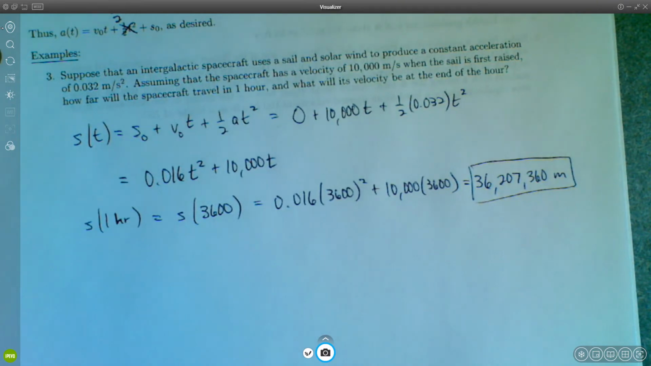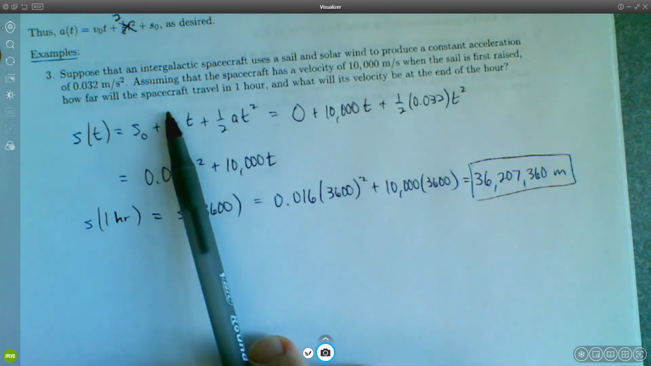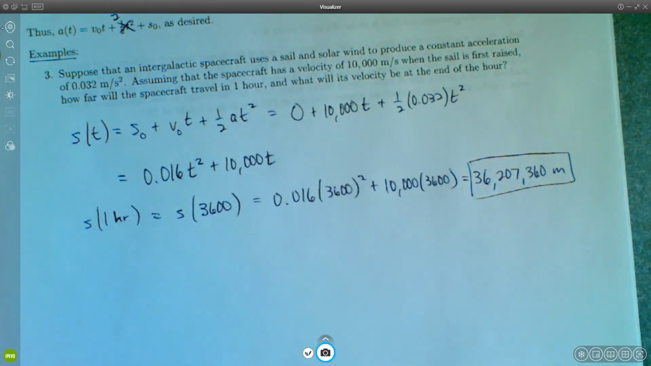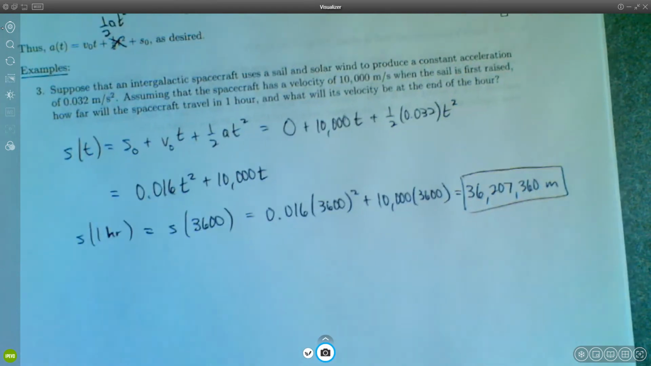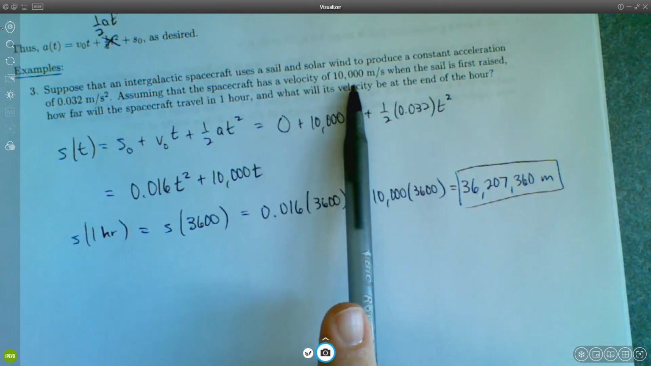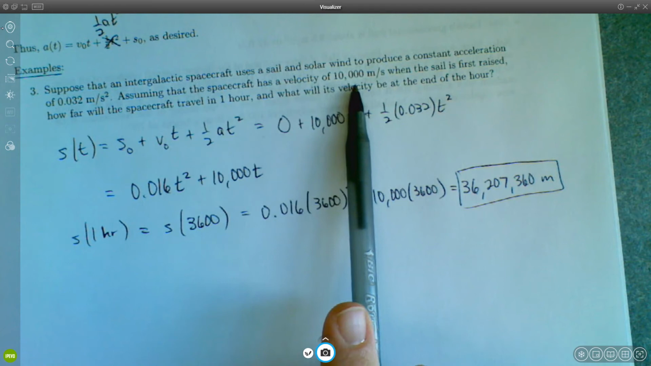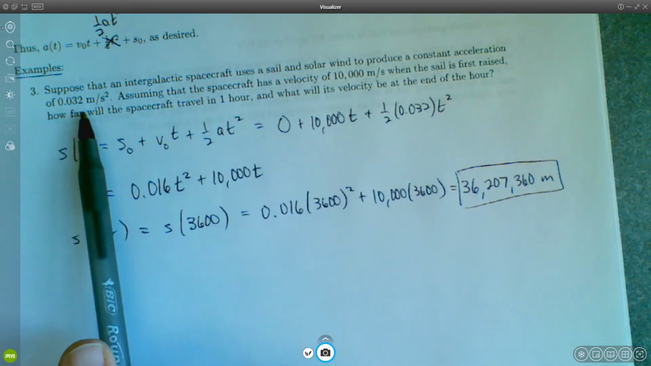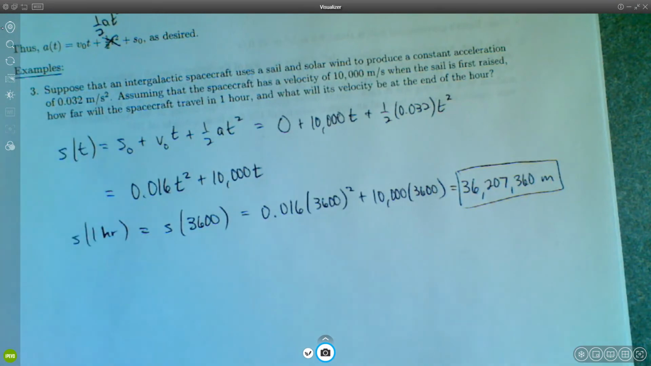So it makes a pretty good leap, right? Okay, so that answers the first question. That's how far it's going to travel in 1 hour. It says, what will its velocity be at the end of an hour? Because it doesn't have a constant velocity. It starts off going 10,000 meters per second, but it's being pushed along faster and faster and faster, right? Because it's got this constant acceleration.